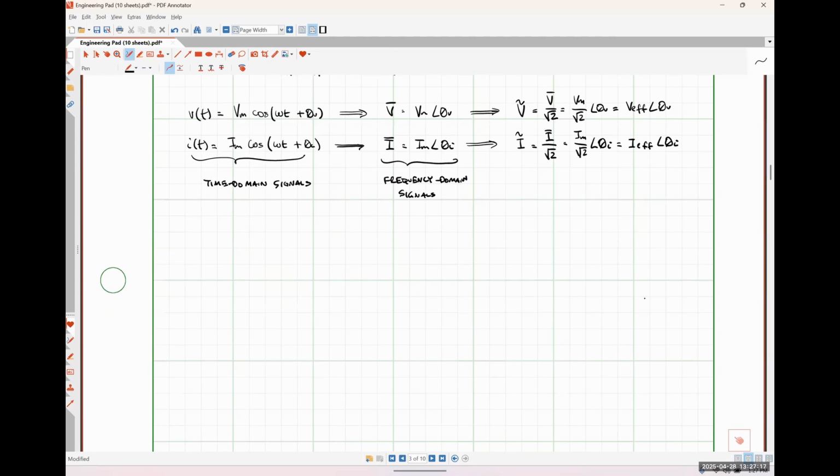And if we come back to our average power relationship, where we had V effective times I effective cosine of theta V minus theta I, this can be thought of as simply the real part of multiplying my RMS phasor voltage V times the complex conjugate of my RMS phasor current I, and we call this product the complex power.